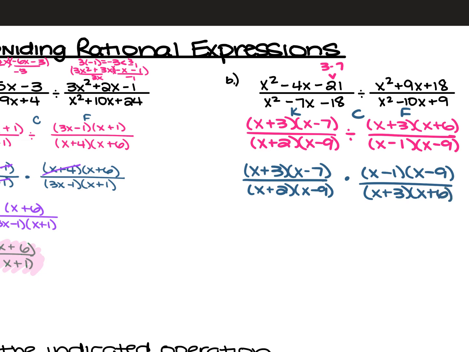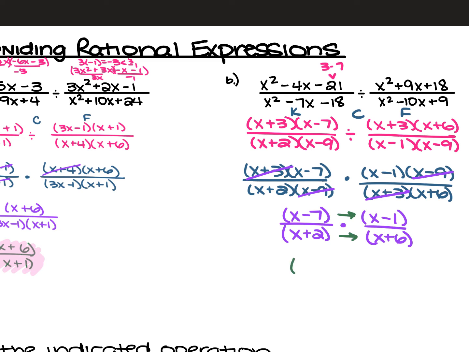You can simplify your x plus 3's as well as your x minus 9's. So this just gives you x minus 7 over x plus 2 times x minus 1 over x plus 6. So you multiply this straight across, and that leaves you with x minus 7 times x minus 1 over x plus 2 times x plus 6.